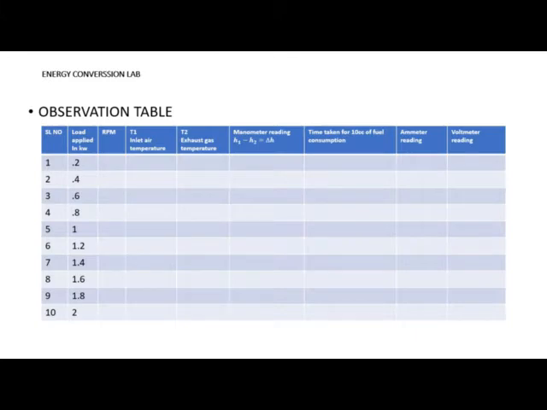So this is the observation table. Whatever we discussed in the previous slides, whatever pictures we saw, all those pictures we are going to put in terms of a table. So this is the load applied, RPM, air inlet temperature, exhaust gas temperature, manometer reading, that is H1 minus H2. Here H1, H2 refers to right limb, left limb. The difference of water level in those limbs will give us the delta H.